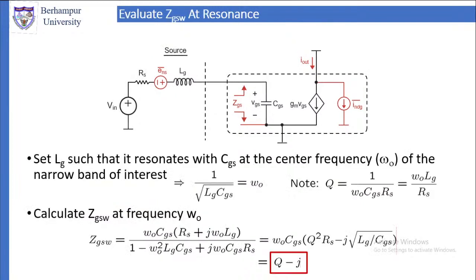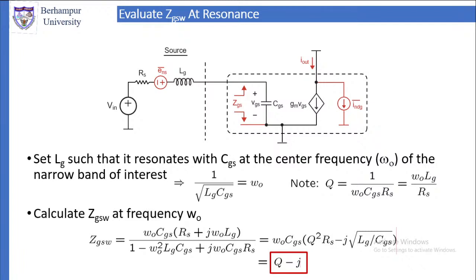Then set LG. Find out what LG is such that it resonates with CGS at the center frequency omega 0, the frequency at which we want to operate the amplifier. It's a narrowband amplifier. So set LG such that it resonates with CGS at the center frequency omega 0 of the narrowband of interest, which means 1 over the square root of LG times CGS is equal to omega 0. And then we know what the Q factor is.